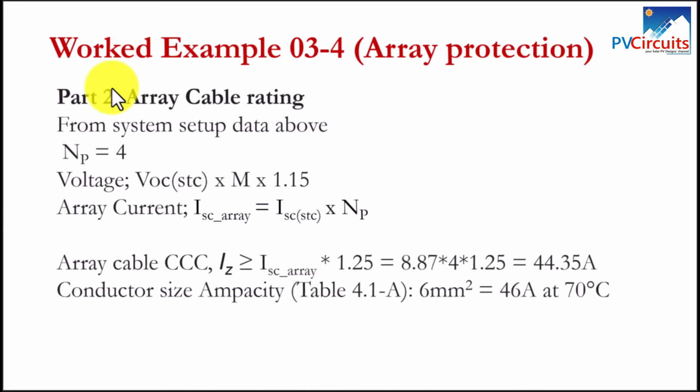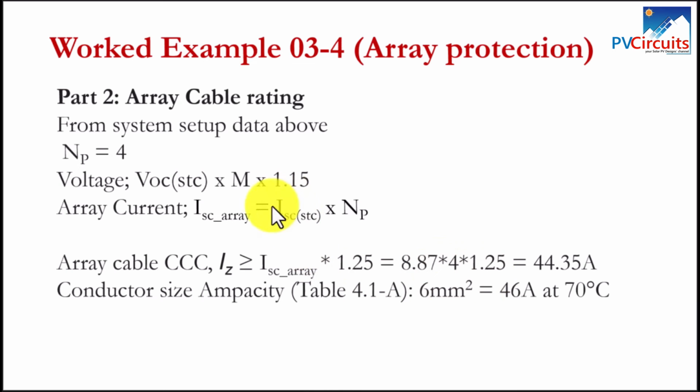We see that the number of strings in parallel in the sub-array is 4, and the voltage check for this one is VOC times the number of modules in series times 1.15. Also, the array current is the sub-array current, which is equal to the ISTC times the number of strings in the sub-array. The array cable current carrying capacity IZ should be greater than or equal to the sub-array current times 1.25, and this one is now 8.87 times 4 times 1.25.